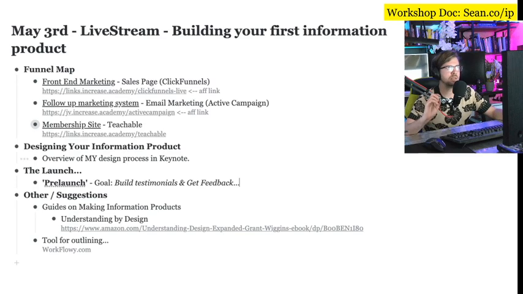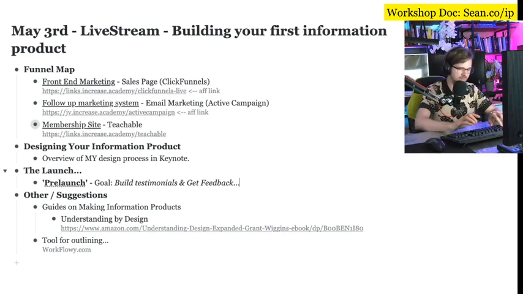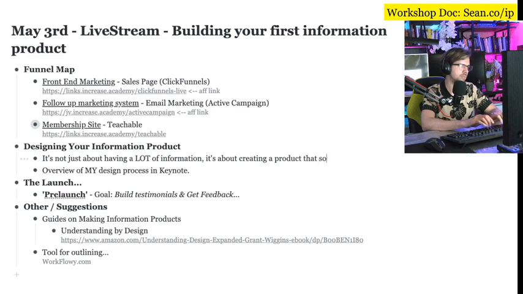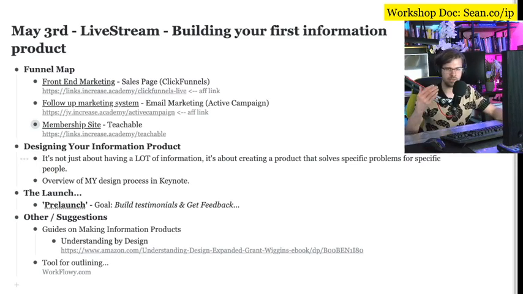But to get the basic piece of info product out, you just have to solve a set of problems, one problem. We'll talk about that strategy a little bit, but let's just go ahead and put that in here, because that's to me one of the key points. It's not just about having a lot of information. It's about creating a product that solves specific problems for specific people, right? That is, to me, the most basic definition of a good info product.